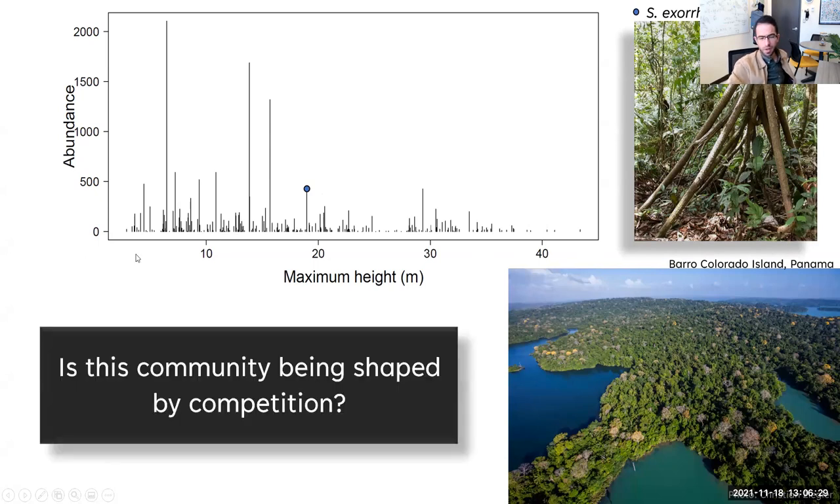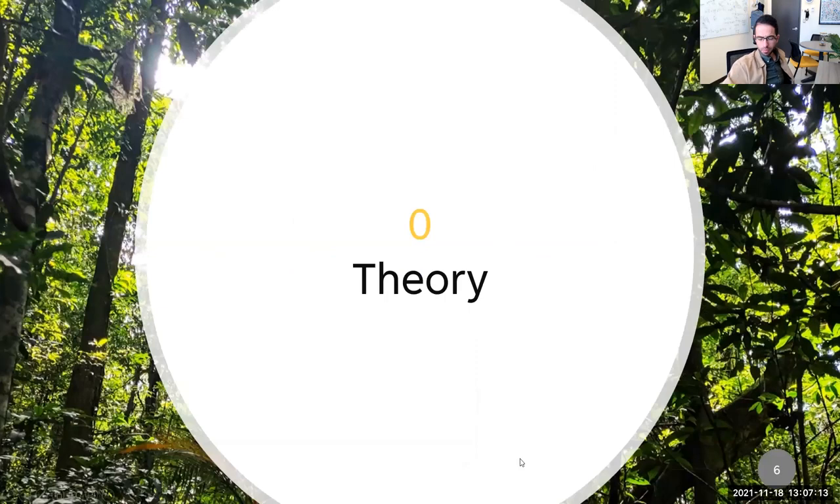So the question to the audience now, and I want some audience participation: is this community being shaped by competition? Do you see a competition-like pattern in this plot? Well, it's certainly not uniformly distributed. They do not look uniformly distributed. That is a fact. So I guess the answer to the question is another question, which is, what would you expect competition to look like in a community? You need to know that before you can answer the question: is competition shaping this? So to get there, we start with part zero, which is, what does the theory say?